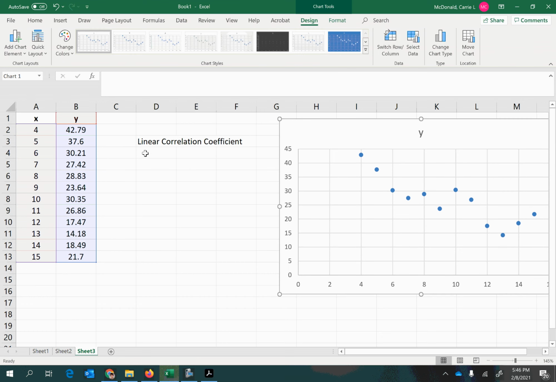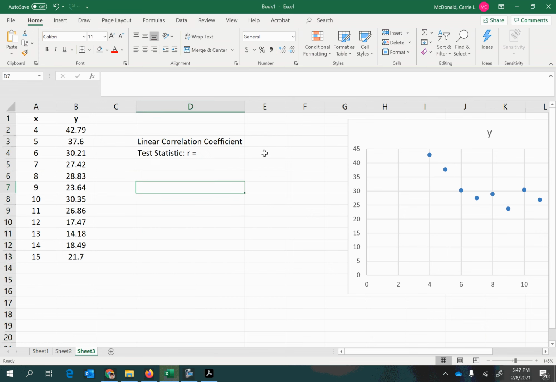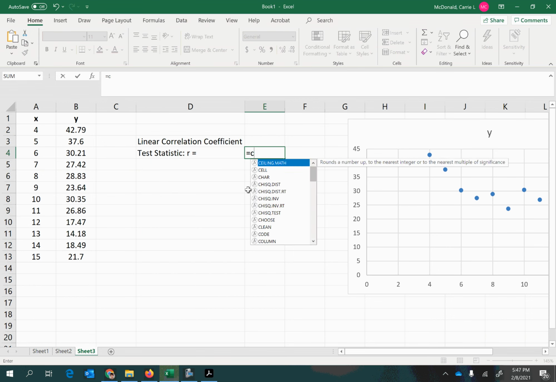Let's see what the actual correlation coefficient is for our sample data. Now, values that you calculate using sample data are called statistics, right? And the statistic that we're using here is to do a linear correlation test, so we're going to call it a test statistic. And the type of test we're doing is linear correlation, so we're using r to represent the linear correlation coefficient. So let's calculate it using the correlation function in Excel.